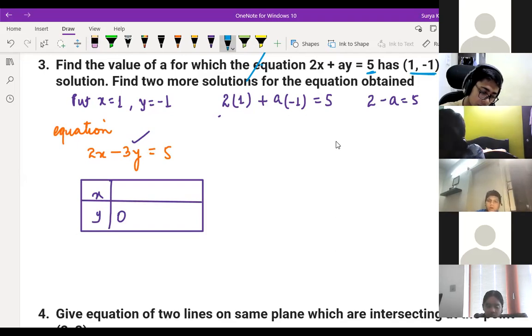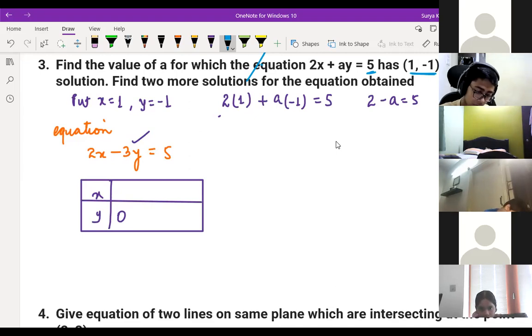Sure. So can they ask us the value of A without giving the hint, like 1 comma minus 1? Then how will we find it? You can't find it. Sir, he is just telling that first you need to find the value of A, and after that we need to find two more solutions by substituting the values of x and y while keeping the value which we got for A.